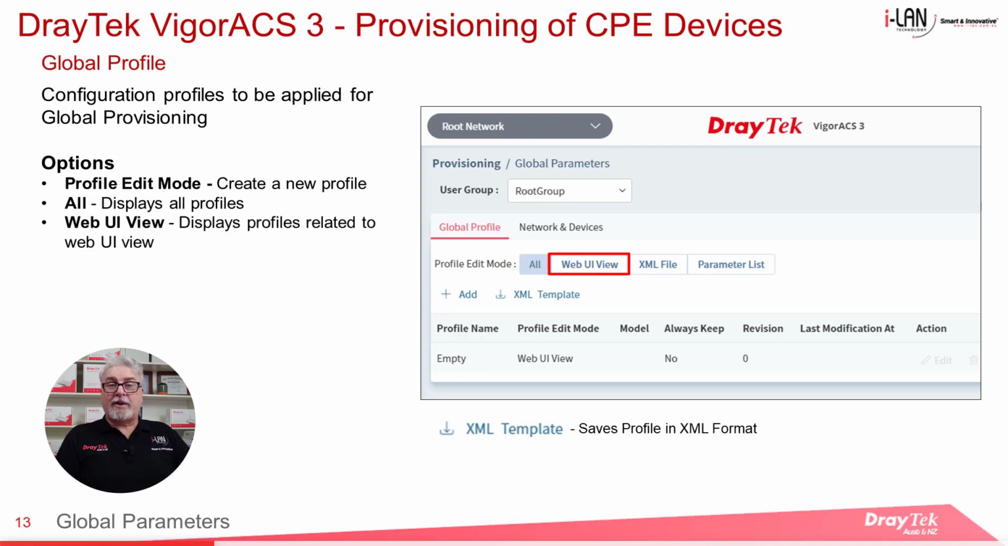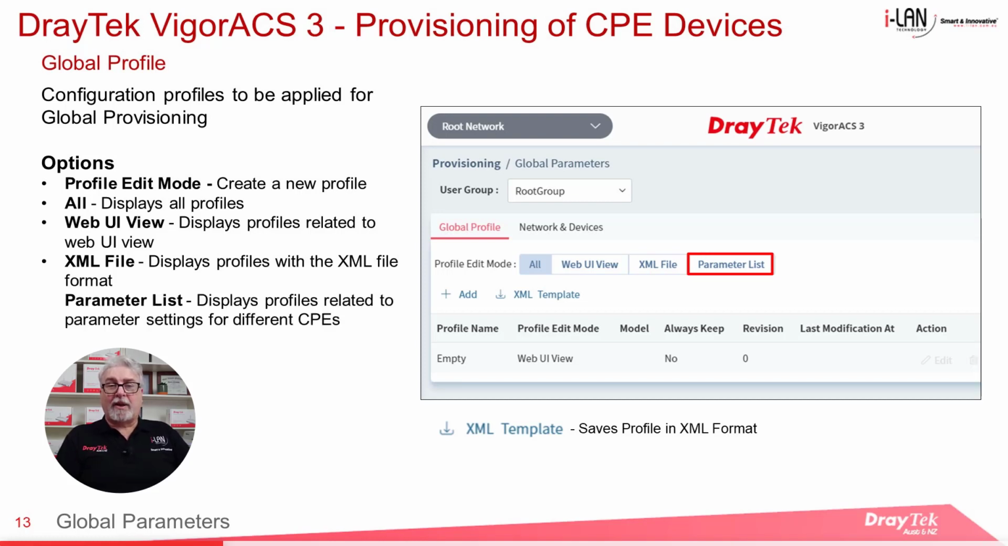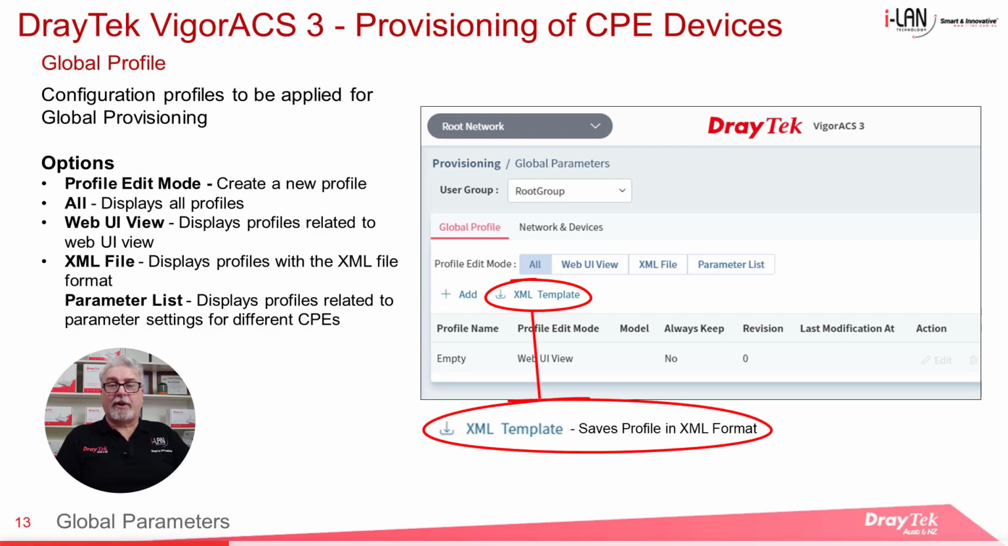The Web UI view displays the profile on a web interface matching the UI of the CPE device. XML file will display the profiles in XML format if you wish to inspect the settings or make changes. Finally, we have Parameter List, which displays the parameter settings for each CPE. Once you've created a profile, you can save it as an XML file by clicking on the XML template option.